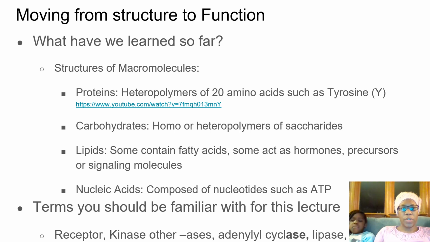We learned the structures of several of our macromolecules that we'll be utilizing in this chapter. First is proteins. So you know the structure of proteins. They are heteropolymers of 20 amino acids, such as tyrosine. And today we'll be looking at the structure of tyrosine and how it acts catalytically, as well as our other amino acids that have polar groups, as well as alcohols as their functional group. So I suggest you become very familiar with the structures of all 20 amino acids.